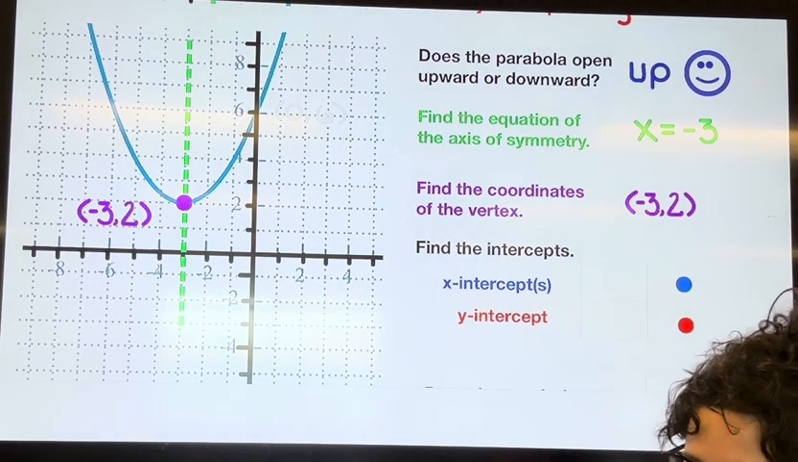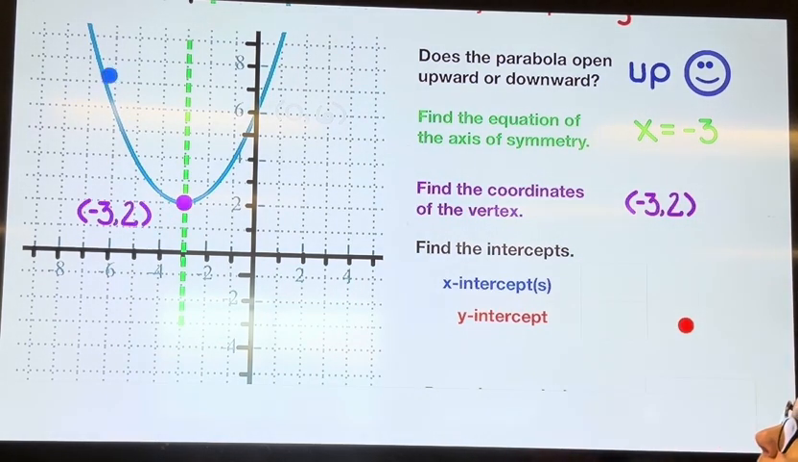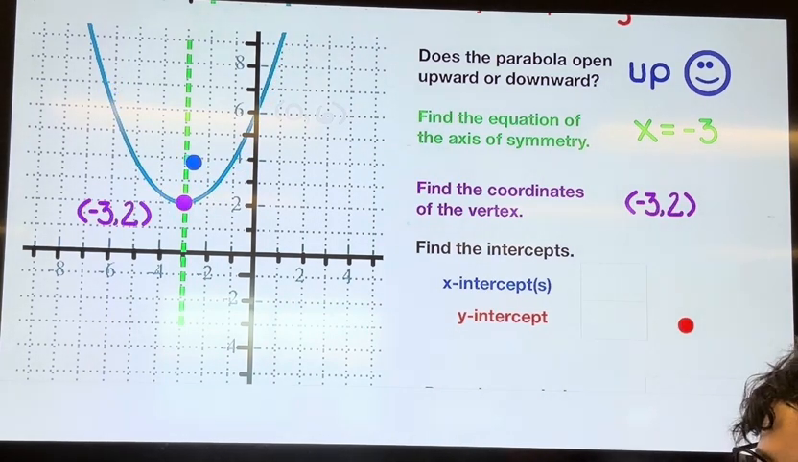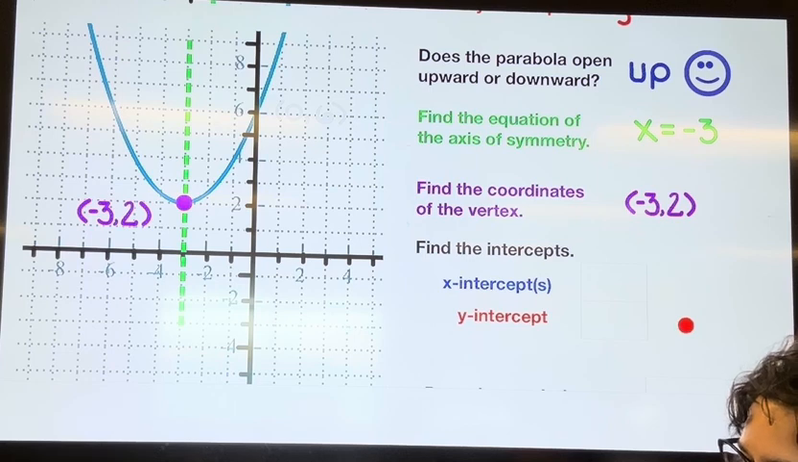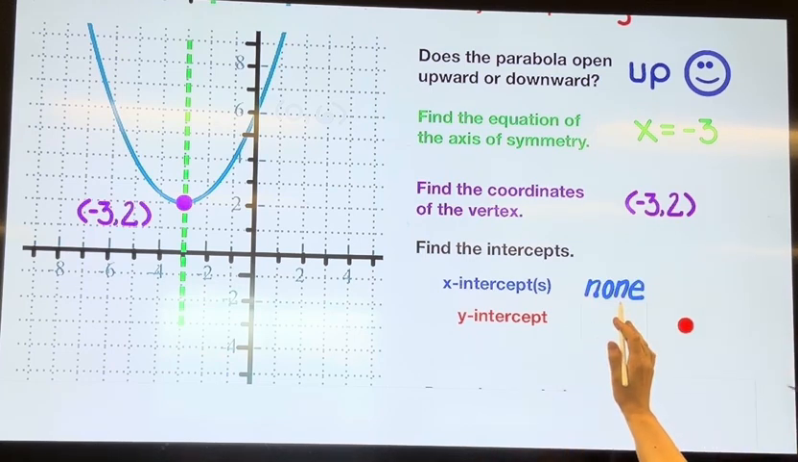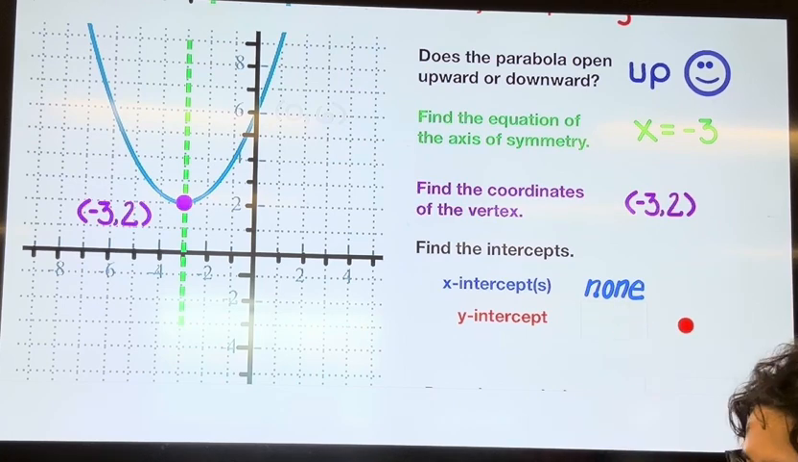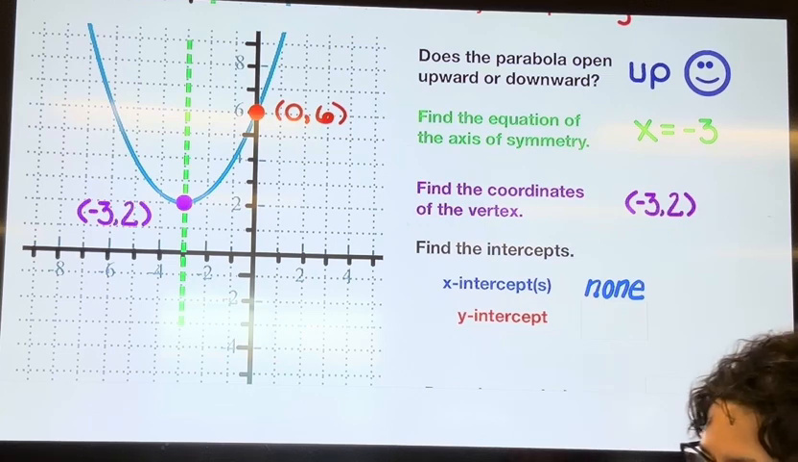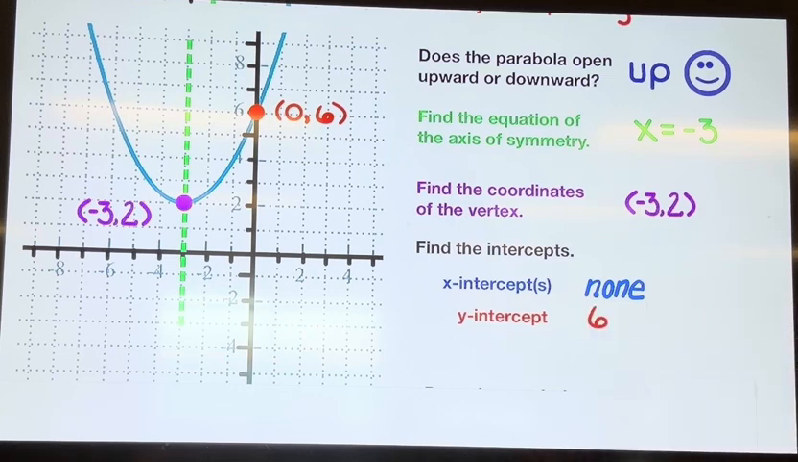And then my x-intercept, this parabola is never crossing the x-axis. So we don't have any x-intercepts, so that one's none. It is slicing through the y-axis there at 6. The coordinate is 0, 6, but I'm just going to say it's crossing at 6.